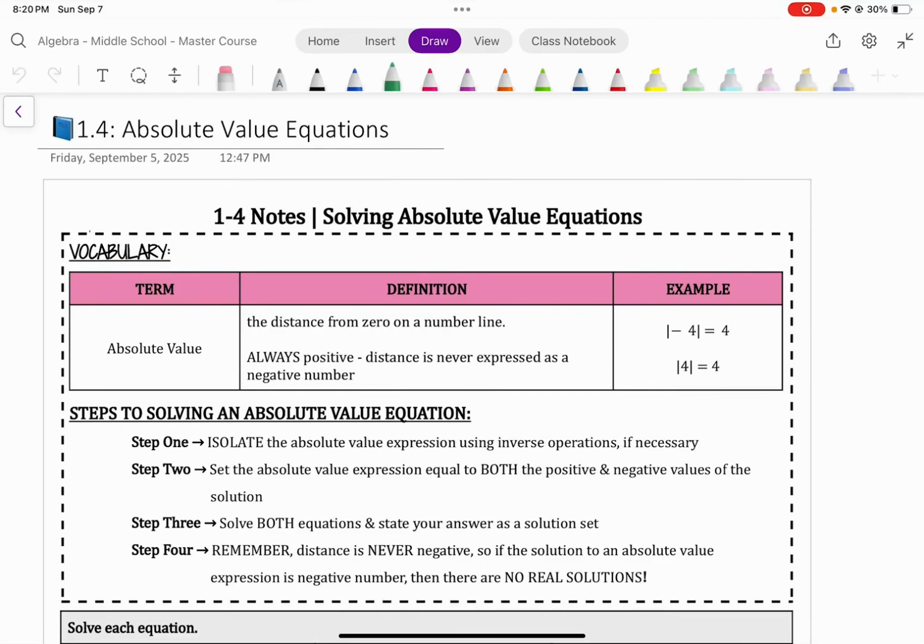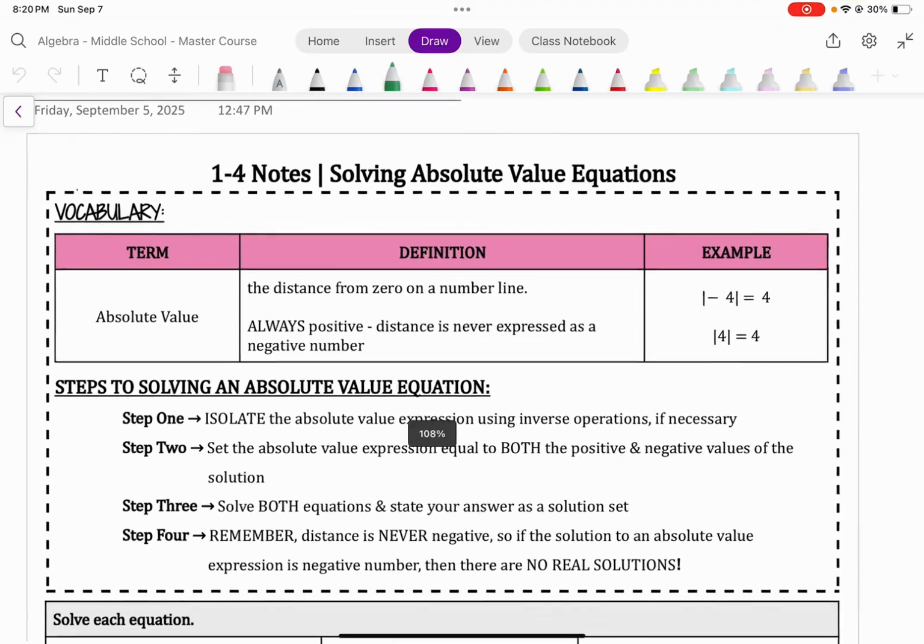These are algebra notes for section 1-4. We are going to solve absolute value equations.